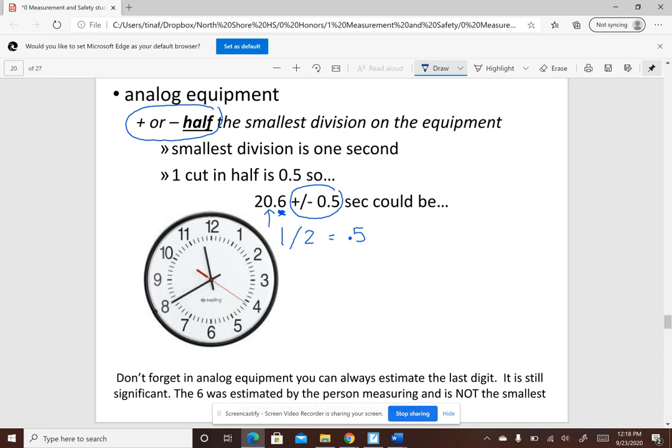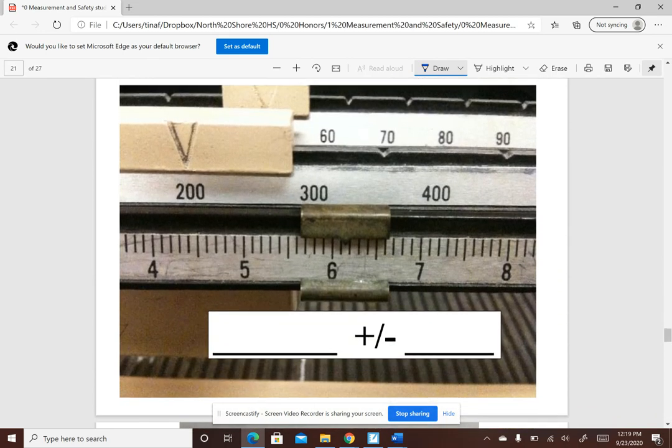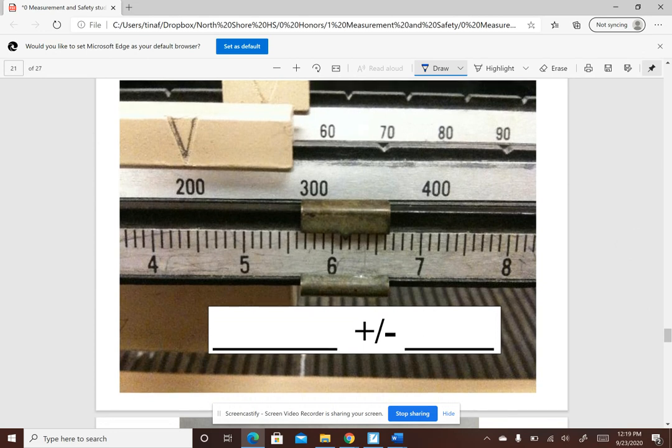So 20.6 could either be plus 0.5, so it could be 21.1 seconds, or it could be minus 0.5, so it could be 20.1 seconds. So the big difference with analog equipment is that you don't look at the last number, you look at the number before that, and then you have to remember to cut it in half, which we did not have to do before.